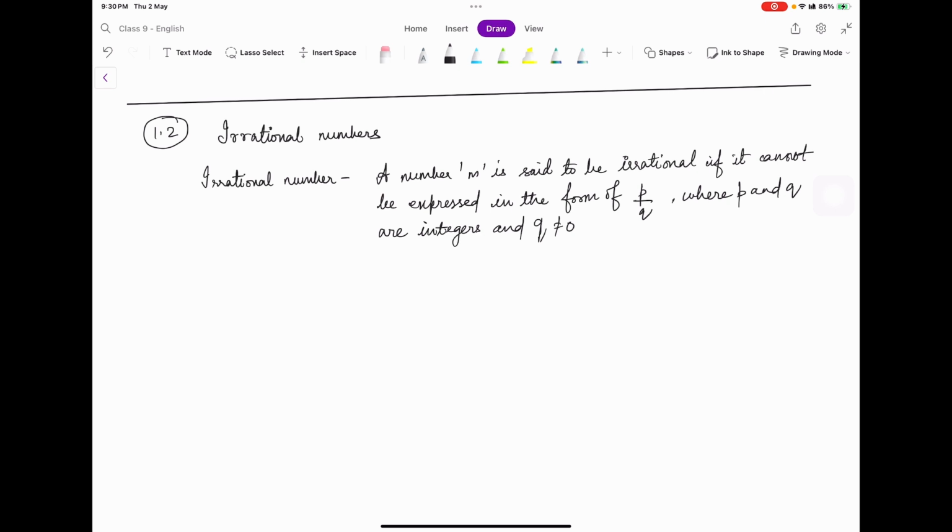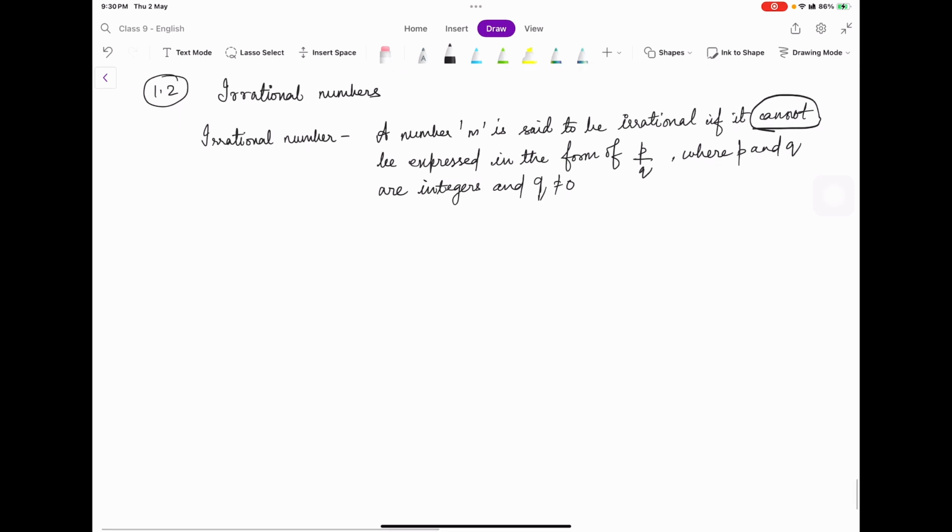A number m is said to be irrational if it cannot be expressed in the form of p by q, where p and q are integers and q is not equal to 0. Just like rational numbers, there are infinite irrational numbers on the number line.